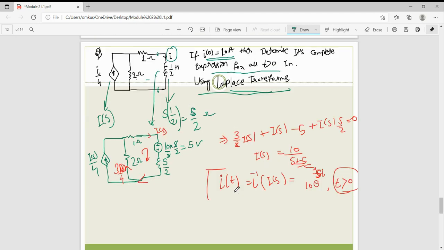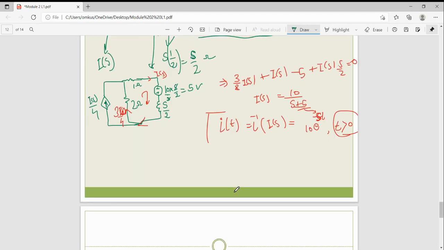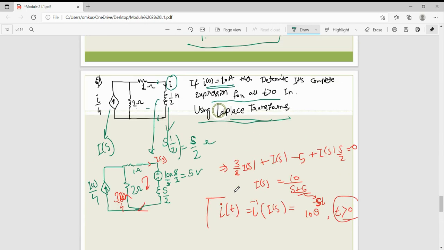Now see, this is one example given here, which has I by 4 as a current dependent current source, and a 1 by 2 Henry inductor is connected. You need to find this I, right? Write the expression for this current I. The initial value of this current is given to you, that is 10 ampere. Then you have to complete the expression for all t greater than 0 using the Laplace transform.